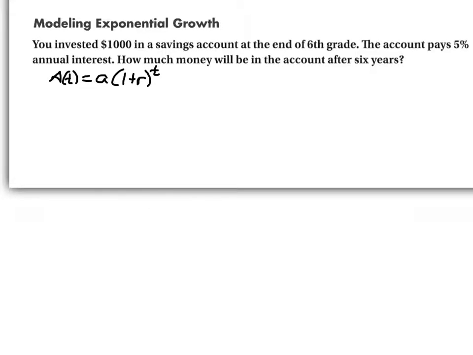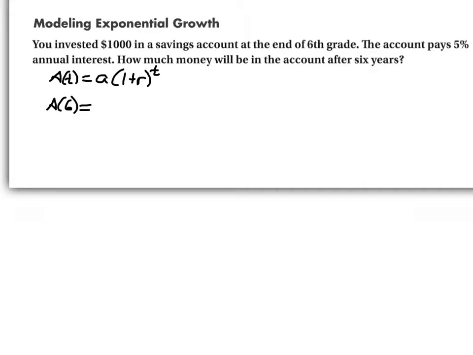So the capital A in this equation means the amount after our time period, right? So that's what we're solving for. How much are we going to withdraw in 6 years? So it's going to be capital A, and then the t is going to be 6, because we're talking about 6 years. So A of t is that function notation. The amount after 6 years.